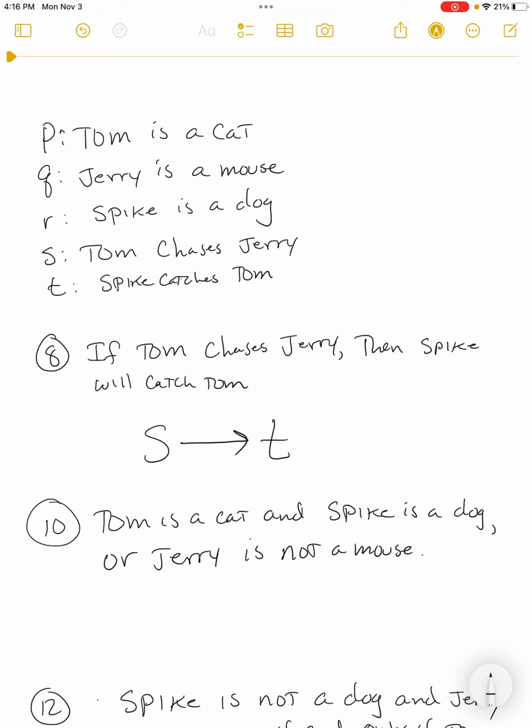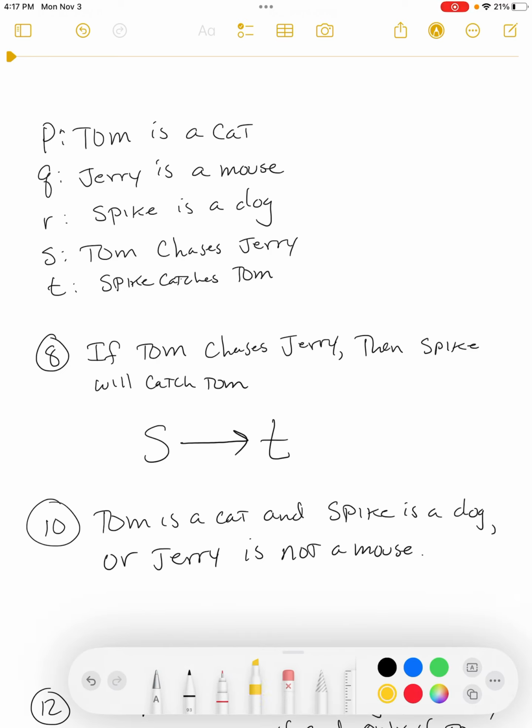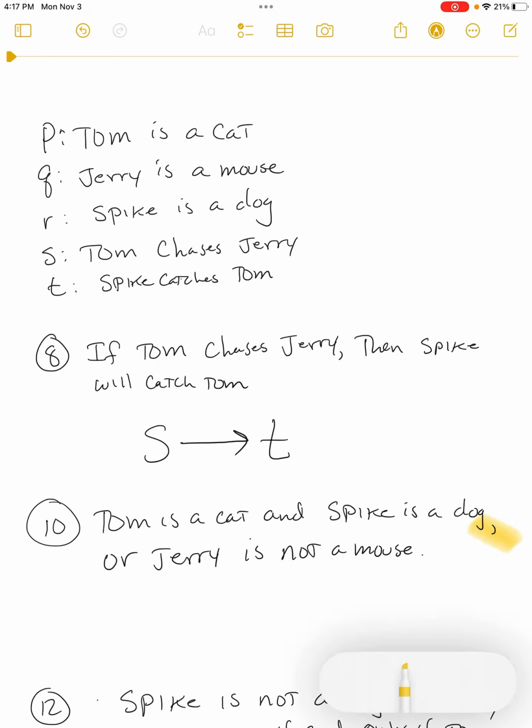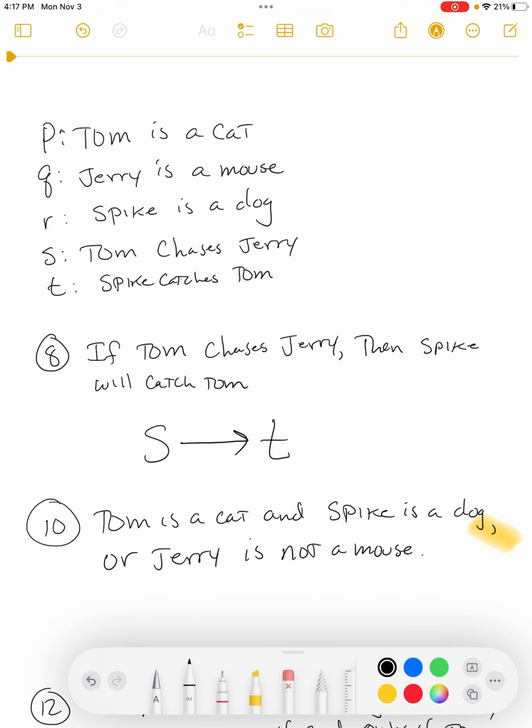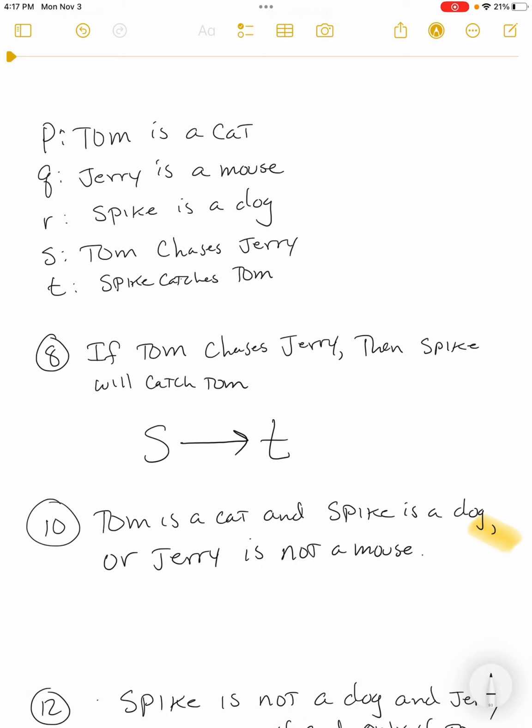If we go to number 10, Tom is a cat and Spike is a dog, comma, or Jerry is not a mouse. Now, you might have heard me say comma and be like, what in the world are you talking about, Jensen? We don't say comma. Where'd you grow up? The reason I want to stress the comma is we need to be able to put on proper grouping symbols. Tom is a cat and Spike is a dog is on one side of the or. Jerry is not a mouse is on the other side.